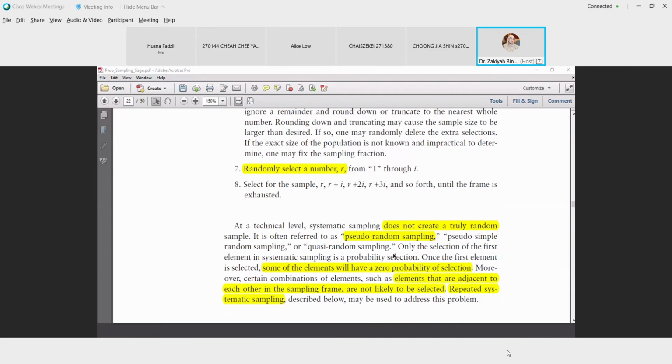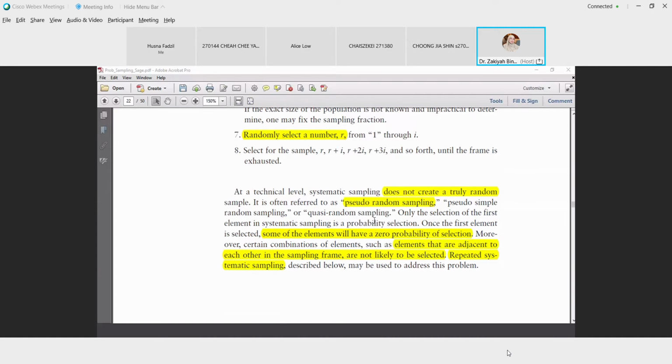It's nothing new. Okay. Now, at a technical level, one might argue that this is not truly random. You are only randomizing the first selection. That's why sometimes systematic sampling is also referred to as pseudo-random sampling. It's pseudo only, yeah. But take note: once the first element is selected, some of the elements will have a 0 probability of selection. True or not? The one adjacent to it, right?